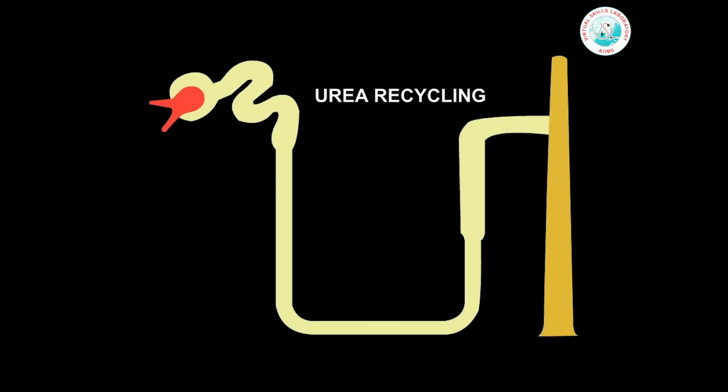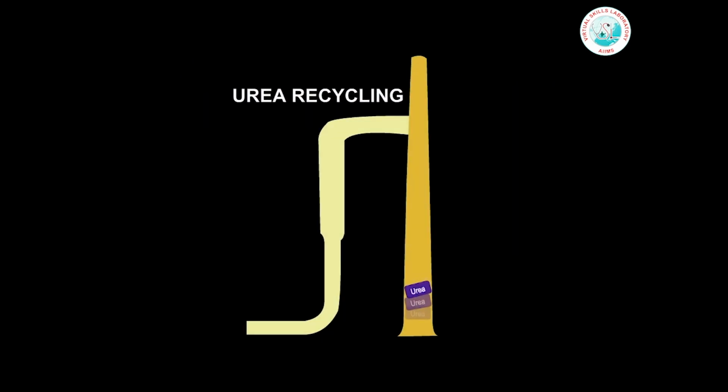The second thing that contributes to the medullary interstitial hyperosmolarity is urea recycling. The last part of the nephron, that is the medullary collecting tubule, is permeable to urea, and some of the urea from the filtrate gets reabsorbed into the interstitium. From the interstitium, it diffuses back into the tubule, and this becomes a cyclic process.